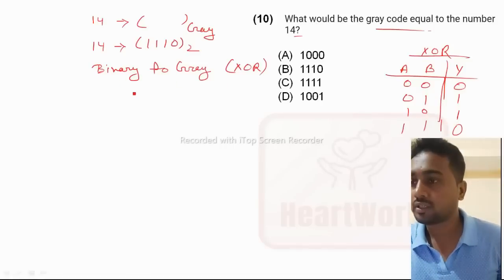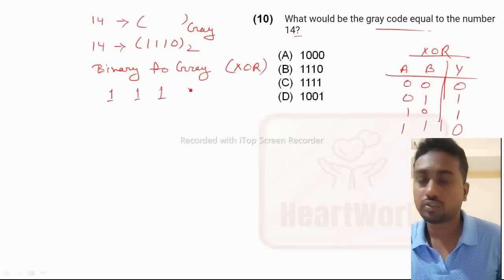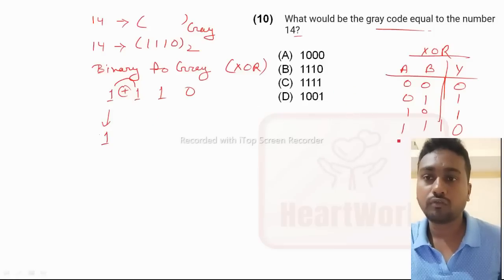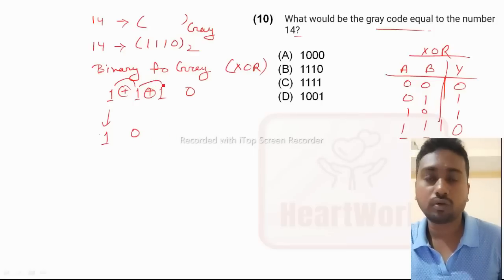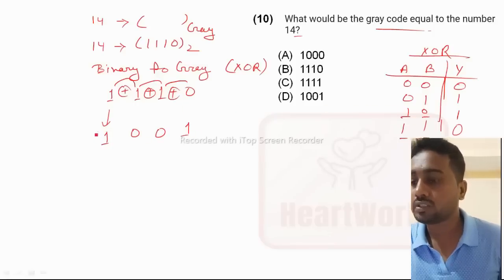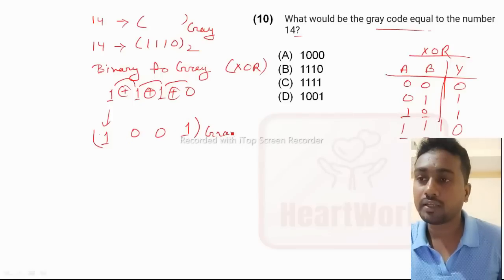So for binary to gray conversion, what do you need to do? This is the binary code: 1110. Now you have to convert it to gray. First, the MSB bit stays the same, so you write 1. Now we perform XOR between the first 1 and the next 1. 1 XOR 1 is 0. Again XOR between 1 and 1, so it will be 0. Now XOR between 1 and 0: if 1 and 0 are there, then the output will be 1. So this is the gray code for this binary number. Okay, so the answer is option D.